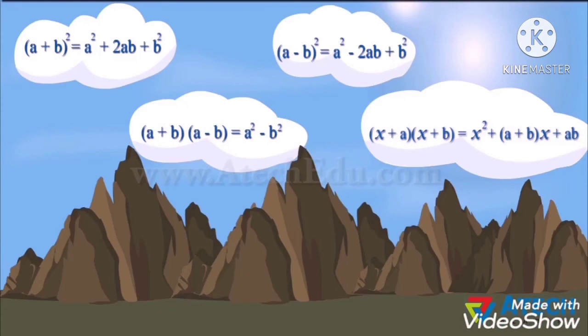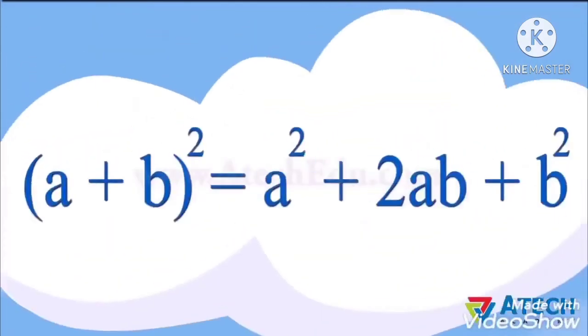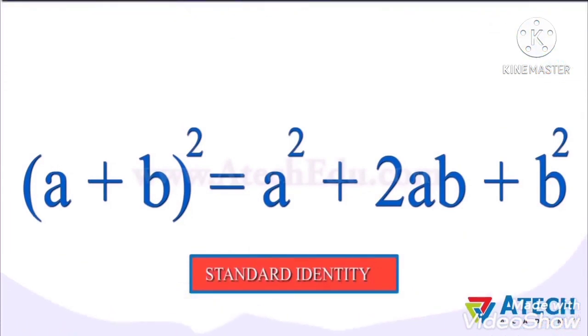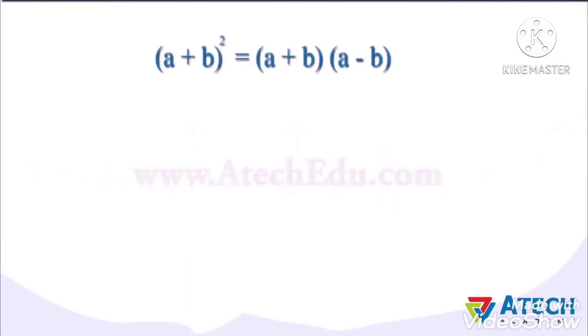There are some identities which are used frequently. Such frequently used identities are called standard identities. Let us check our first standard identity. It states that (a plus b) whole square equals a square plus 2ab plus b square.